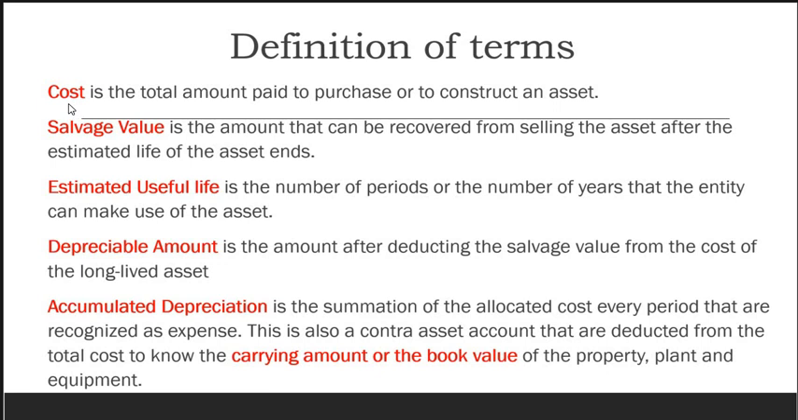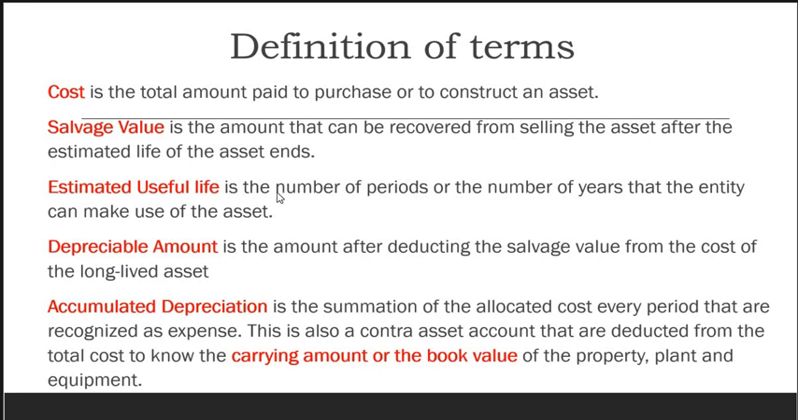First is cost. Ano ba yung cost? Cost is the total amount paid to purchase or construct an asset. After that, we have salvage value. Ano naman ito? It is the amount that can be recovered from selling the asset after the estimated life of the asset ends. So, ibig sabihin, pag fully depreciated na yung asset, at what amount mo siya pwedeng mabenta? That is salvage value. Other terms for that would be scrap value or residual value. Same lang sila ng concept, the amount that can be recovered from selling the asset.